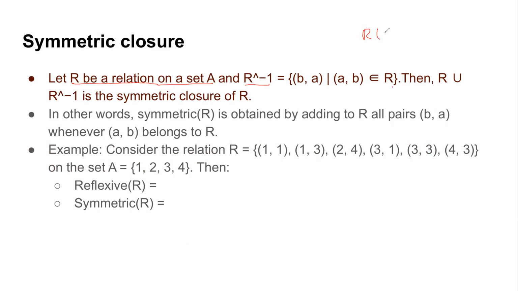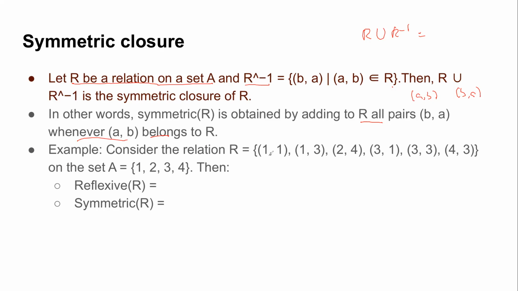Then if I take the union of R with R inverse, this will always be a symmetric closure. That is, whatever elements you have in R, you take their inverse and take a union with it. That will become your symmetric closure. Or in simple words, symmetric closure is obtained by adding those ordered pairs to R which do not already have an inverse. Those A comma B which do not have their inverse B comma A, you add their inverse and it will become the smallest possible symmetric relation, or the symmetric closure.